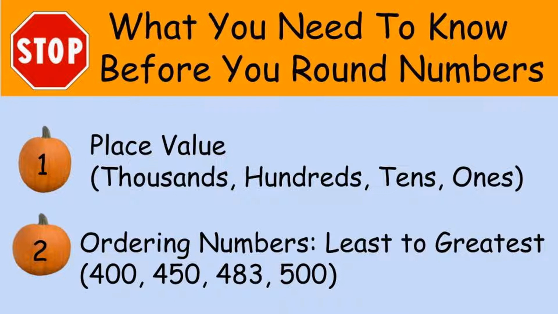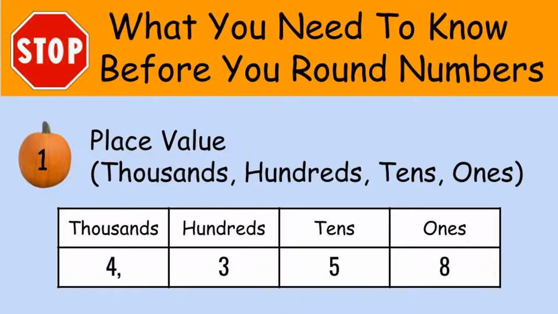In order to round, you need to know that a 4-digit number has a digit or a number in the thousands, hundreds, tens, and ones place. For example, the number 4,358 has a 4 in the thousands place, a 3 in the hundreds place, a 5 in the tens place, and an 8 in the ones place.